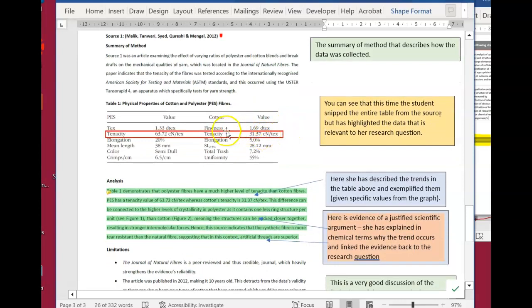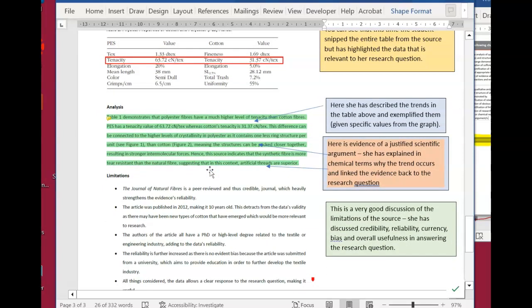You'll see she's highlighted the relevant data because she's just snipped a table straight from the source, and not all of the data in the table is relevant. So she's highlighted the relevant data. You'll see the table is titled, which means above, not captioned below. Then she has some analysis.